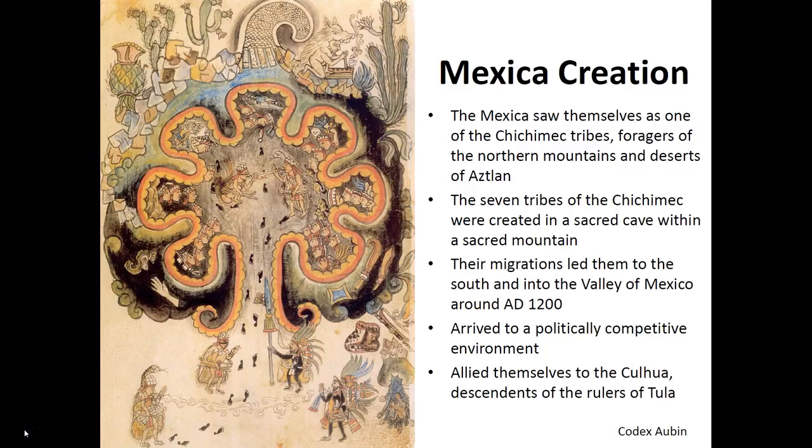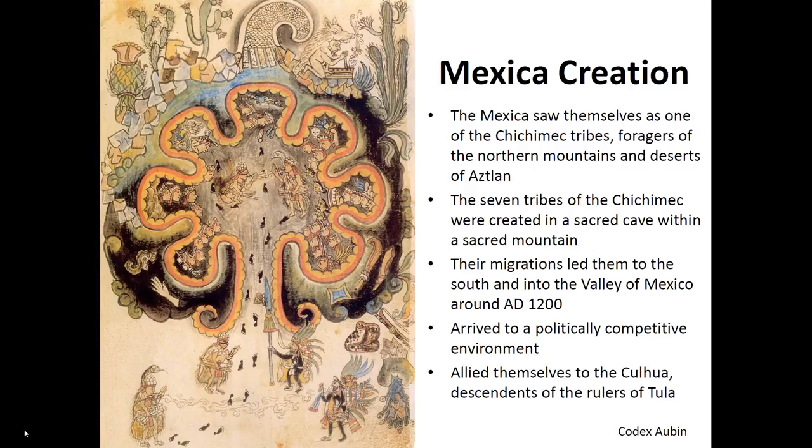While modern archaeologists and historians refer to them as the Aztec, they referred to themselves as the Mexica. The term Aztec was coined by the 19th century historian Walter Prescott Webb and was derived from the Mexicas' name for their homeland, Aztlan. The Mexica saw themselves as one of the Chichimex tribes, foragers of the northern mountains and deserts in northern Mexico, north of the Valley of Mexico, where the Aztec Empire would emerge.